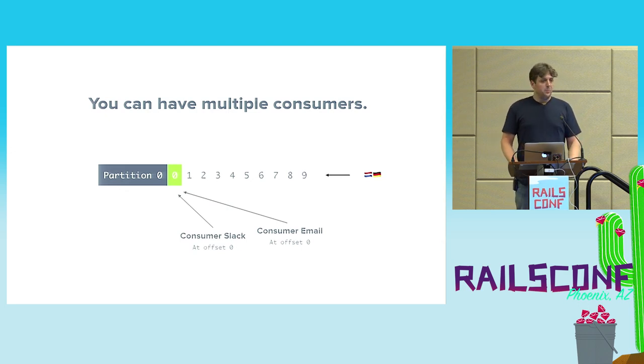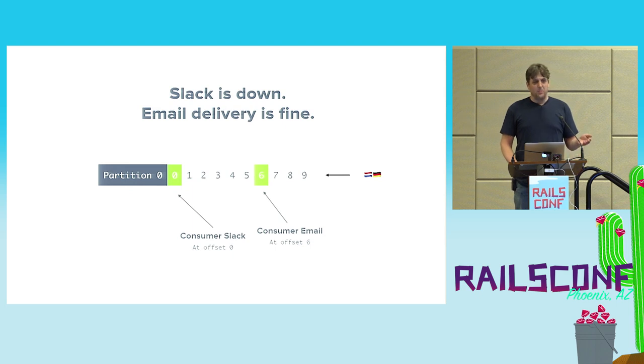In this case, we have two consumers. One is responsible for sending out Slack notifications, and the other one is responsible for sending out notifications via email. So they both start at the beginning at offset 0. But then it turns out that Slack is down at the moment, so we cannot reach our API. So in this case, the Slack consumer is still stuck at offset 0.